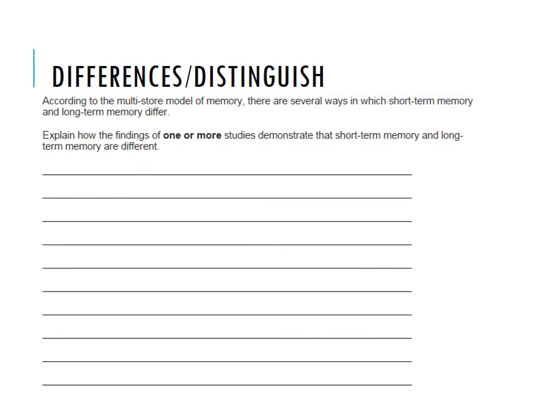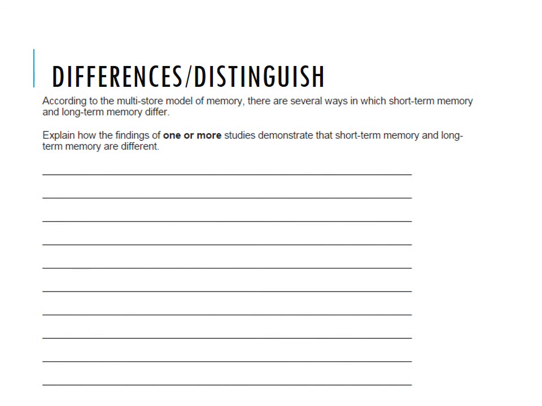So according to the multi-store model of memory, there are several ways in which short-term memory and long-term memory differ. We explain how the findings of one or more studies demonstrate that short-term and long-term memory are different. So here, students will tend to say the capacity of short-term memory is 7 plus or minus 2 items. The capacity of long-term memory is unlimited. However, they're not making it clear they know the distinction between the 2.